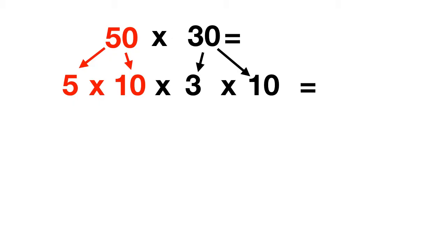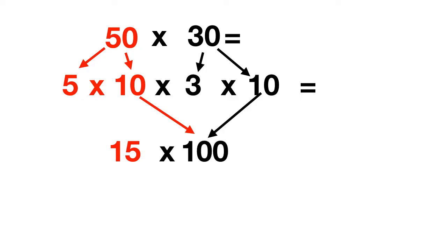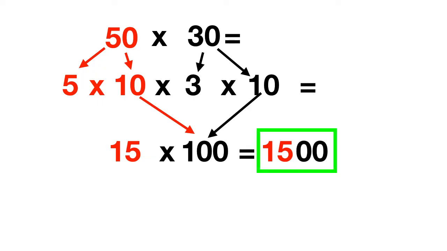Now to solve this, you can start by multiplying 5 times 3, because 5 times 3 will give you 15. Next, you can multiply 10 times 10, because 10 times 10 gives you 100. Now you just need to solve 15 times 100. To do this, take the 15 and put it in your answer. And then because 100 has 2 zeros, you need to add 2 zeros to your answer. 15 times 100 is 1,500.